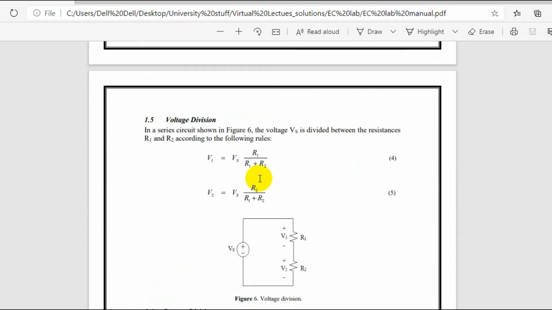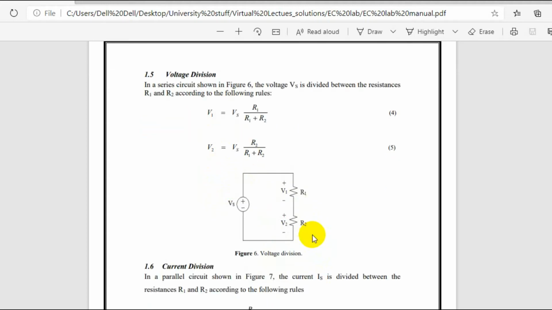Voltage division: we want to find V1, the voltage across R1. It is R1 by the total resistance, and since it is a series circuit, R1 plus R2. So V1 is Vs times R1 by R1 plus R2, and the voltage across R2 is V2 equals Vs times R2 by R1 plus R2. This is voltage division.